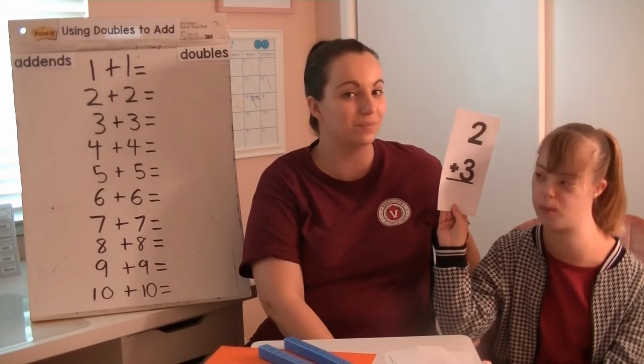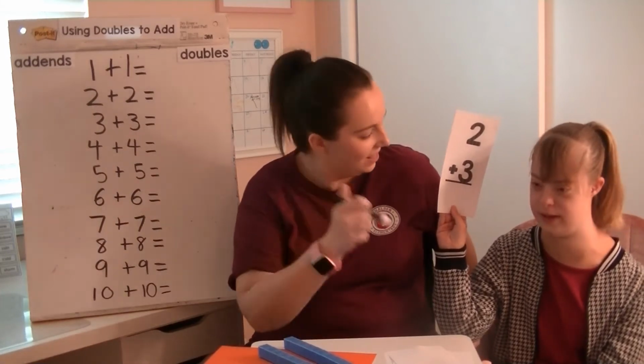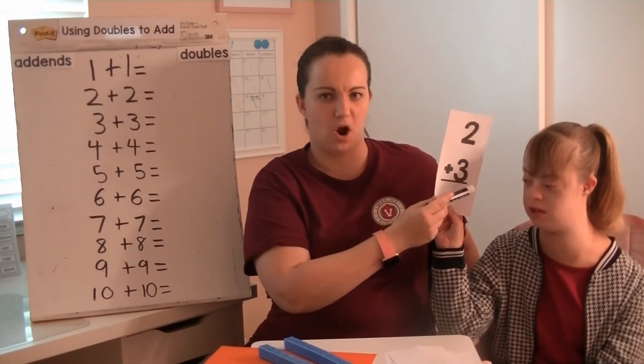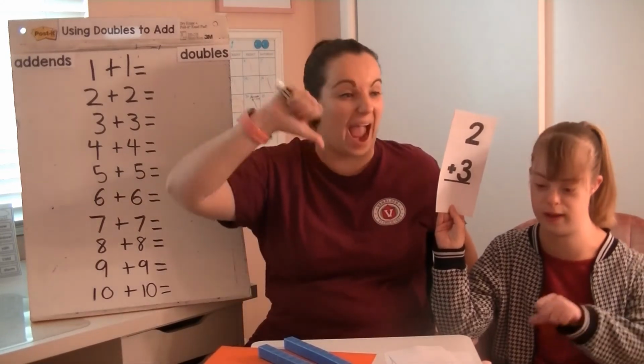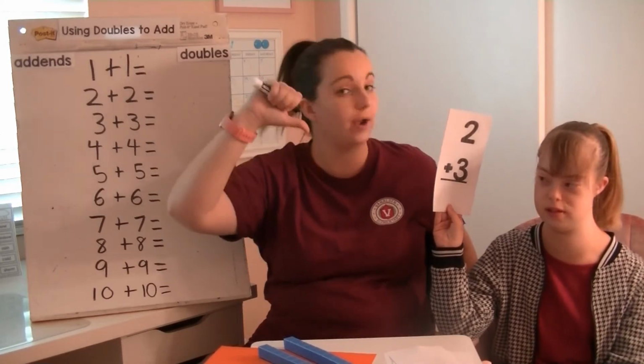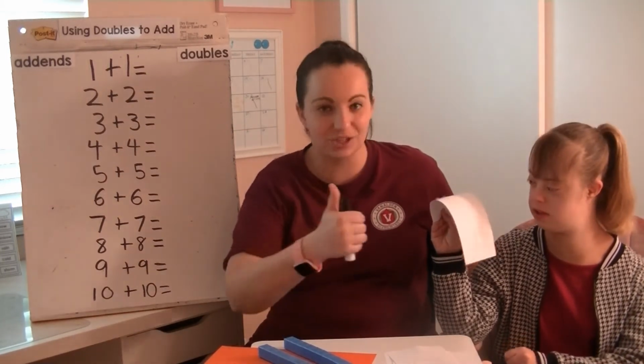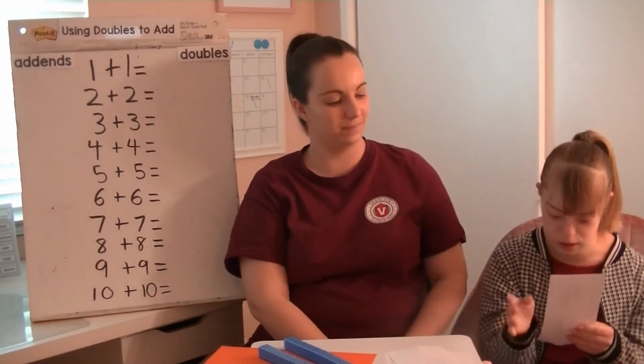Okay, hopefully you had some think time. Keep that answer, okay? 2 + 3. 2 and 3 are not the same number. The addends are different. It's not a doubles problem. Okay, if you got that right, nice job. Keep it up. Let's try the next one.